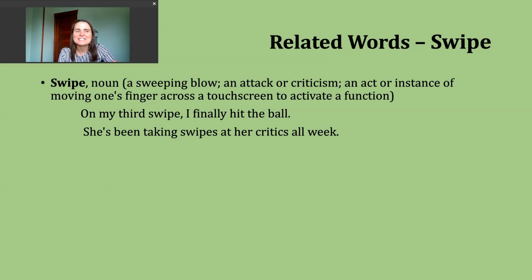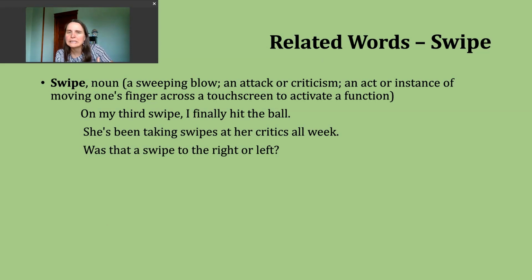A third way to use the noun swipe is to refer to an act or instance of moving our screens across some type of touch screen, right? So we just did up, down, left, and right, so that same idea here. An example of that, was that a swipe to the right or left, right? Maybe someone's giving you directions, you didn't really understand, but I can tell swipe is being used as a noun in this sentence because I see the article a before it.